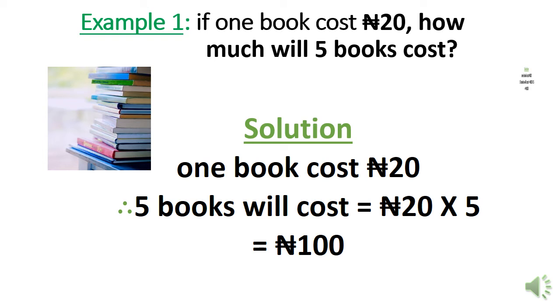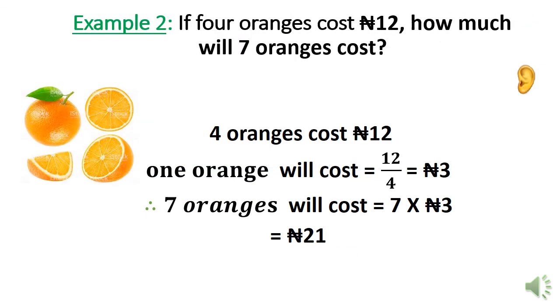Let's look at example 2. If 4 oranges cost 12 naira, how much will 7 oranges cost? First step, write down the solution. Second step, write the first part of the question, which is 4 oranges cost 12 naira. Next step is to find the cost of 1 orange. We are to share 12 naira among the 4 oranges. That is why we are dividing 12 by 4 to give us 3 naira.